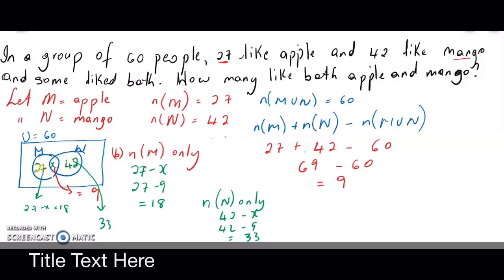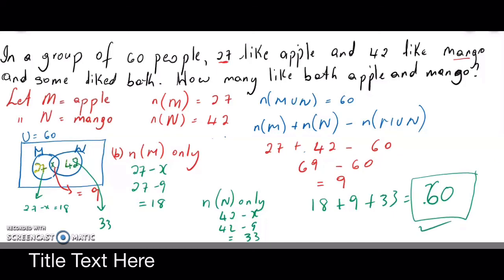We can go ahead and check our numbers to see if we're going to get the universal set, which is 60. So if I have 18 plus 9 plus 33, my answer should be 60. If my answer is 60, then you know that your information here is correct. So here I have 18 plus 9 plus 33, and my answer here is 60. So this would be your correct answer.